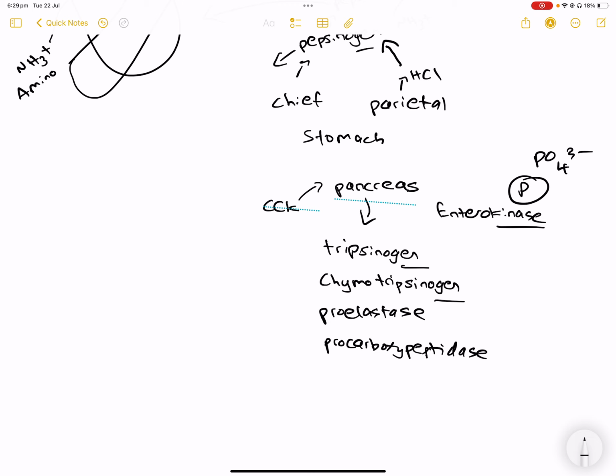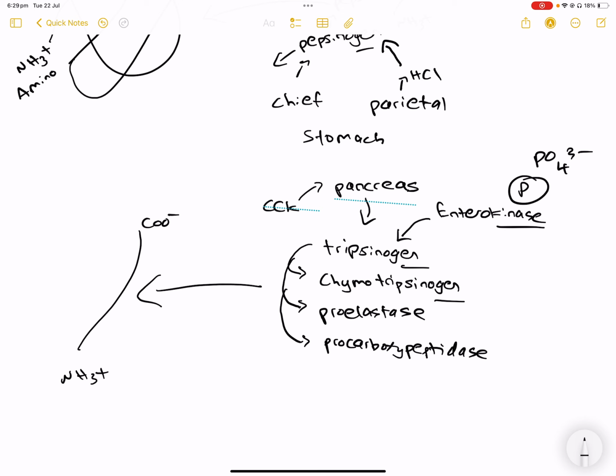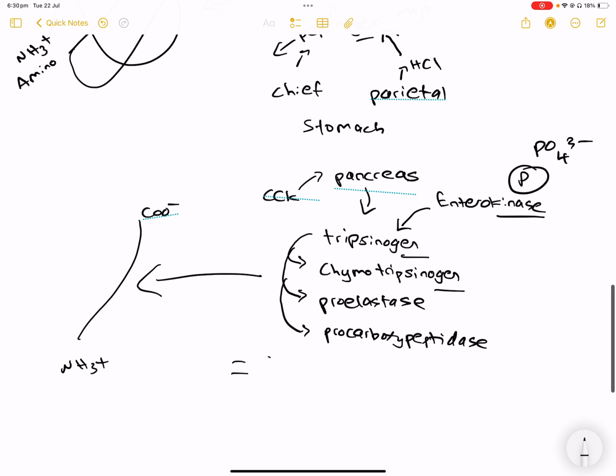Okay, sorry. So trypsinogen, chymotrypsinogen, these are all inactive. Okay, enterokinase acts to activate trypsinogen. So it activates trypsinogen directly. And then trypsin goes and activates chymotrypsinogen, proelastase, procarboxypeptidase. And now, these enzymes can act to further break down this into dipeptides. Right? And tripeptides. And we're not done yet.